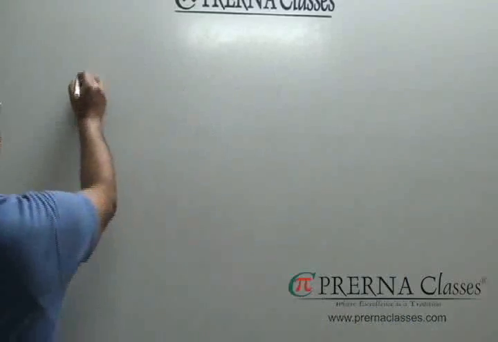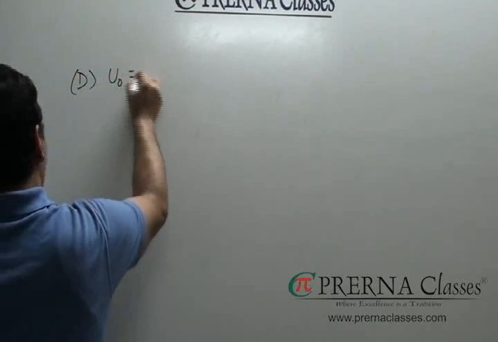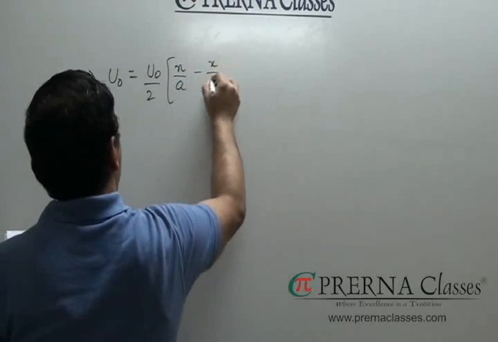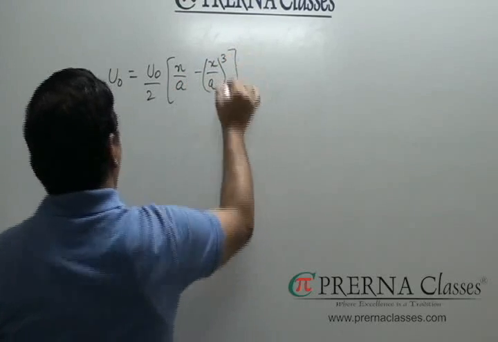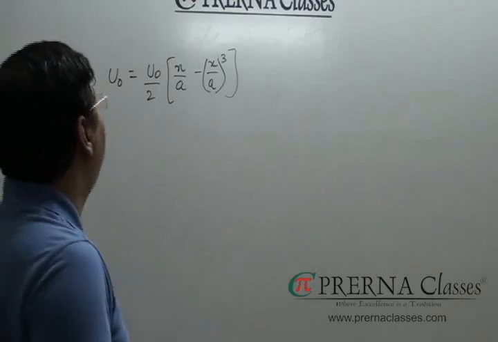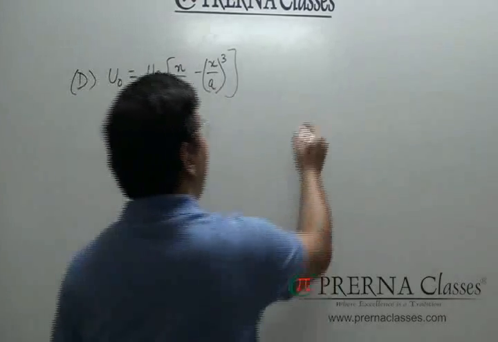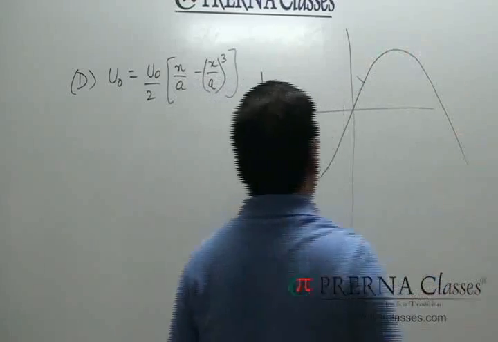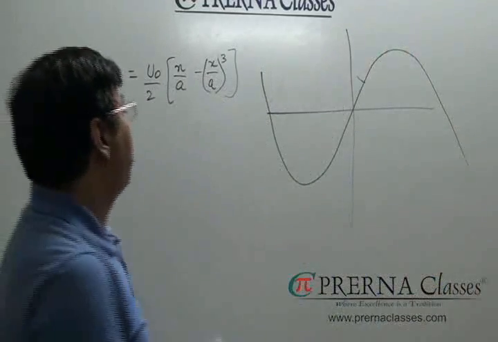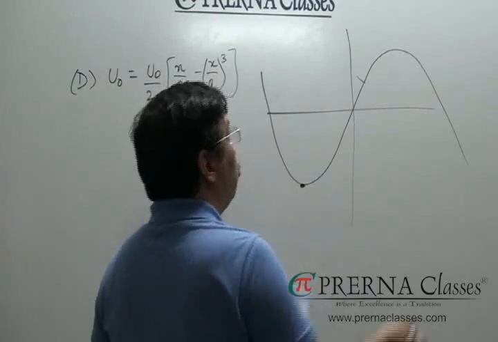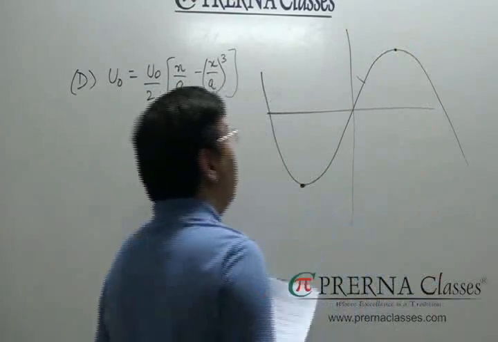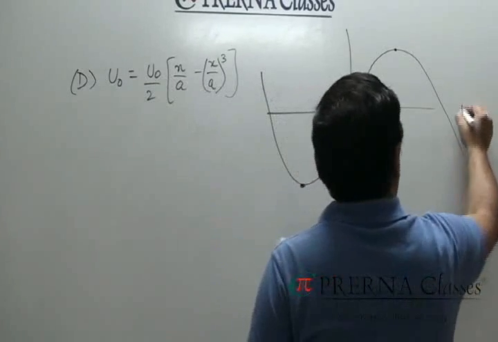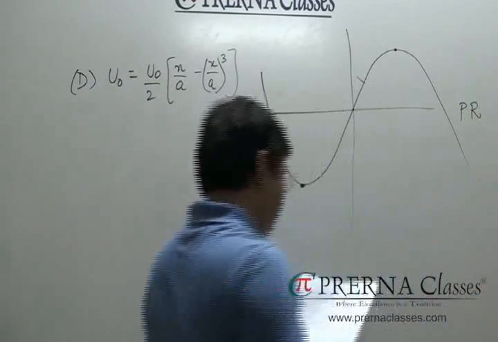Fourth option, you had been given the potential energy as U0 by 2 times x by a minus x by a, the whole cube. That is like the graph of a cubic function with a negative coefficient of x cube. That graph then will turn out to be of this type. Okay. Clearly we can see then that the minimum potential energy occurs at x equal to minus a, maximum at x equal to plus a. This is not a local extrema. So the correct answer for equilibrium points is going to be P and R.